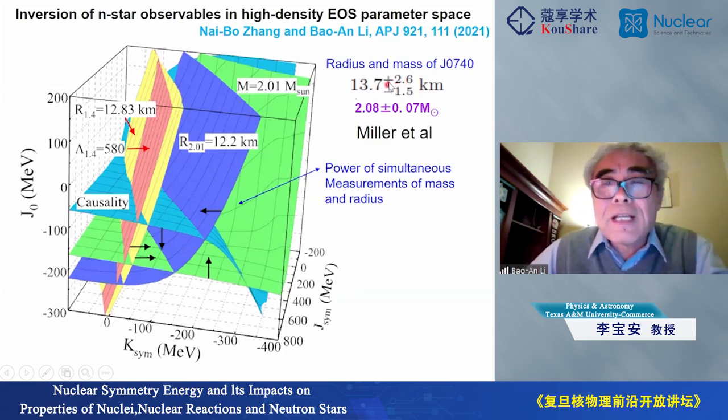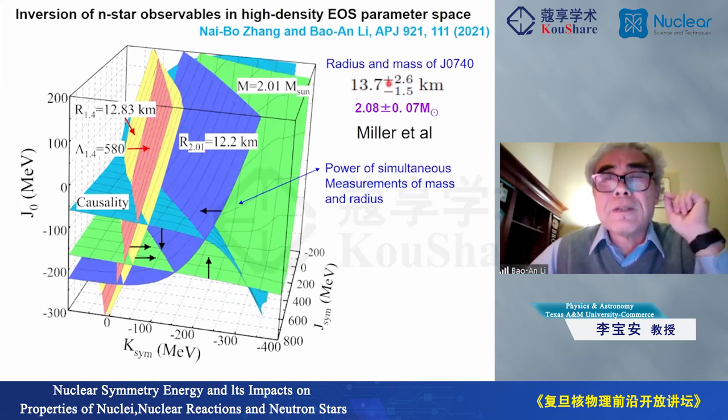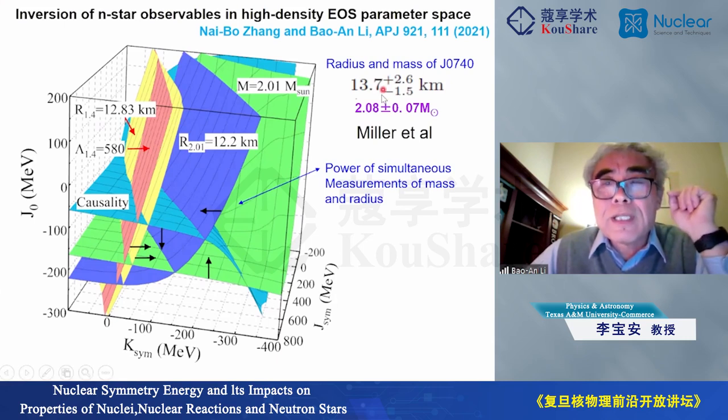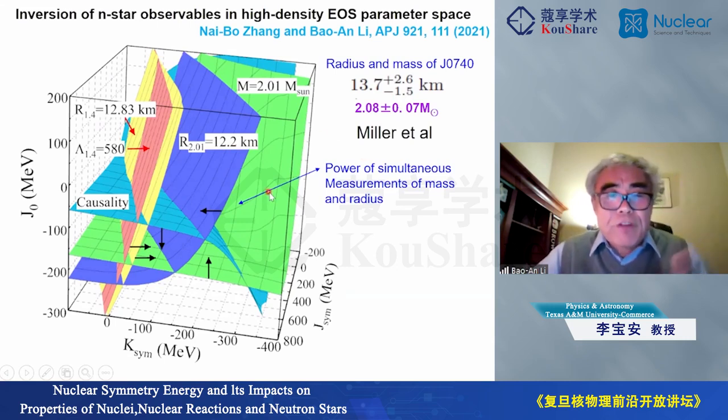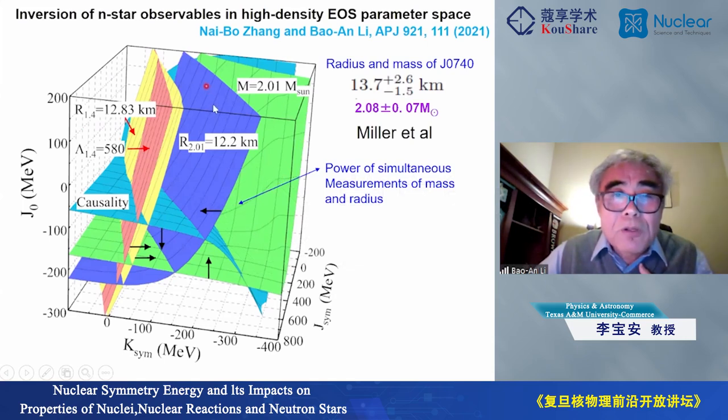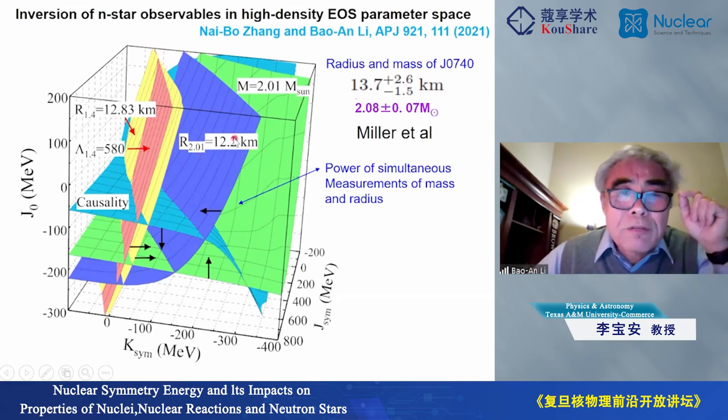However, if you mix that upper limit with the upper limit from LIGO, you diminish the importance of the LIGO observation. The lower limit of this radius is 12.2 kilometers from this one here. So now if you do the inversion, you see that this blue surface is the surface requiring this 2.01 solar mass neutron star to have a radius of 12.2 kilometers. Now you can see the effect of measuring simultaneously the mass and the radius.